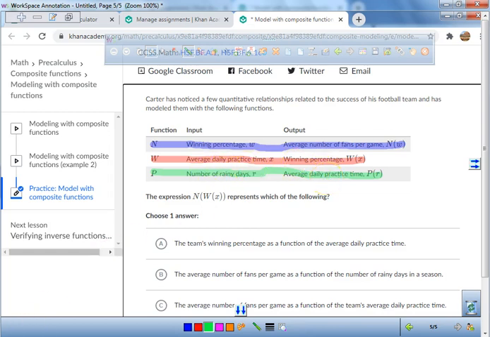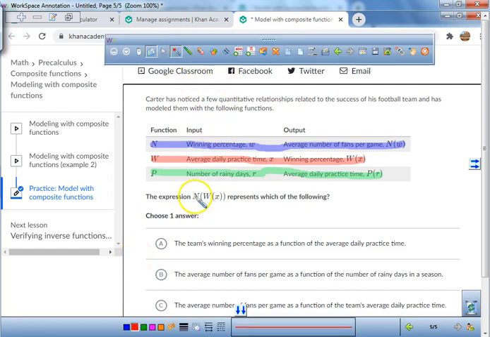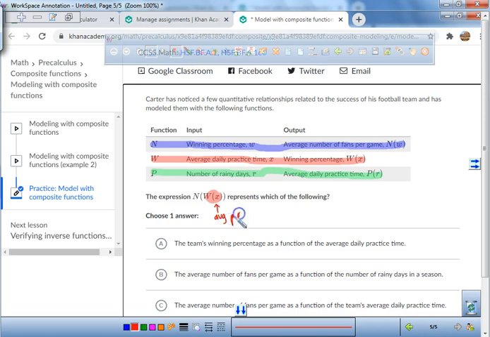daily practice time. All right, so what we're trying to do now is interpret this phrase right here, n of w of x. So what does w of x mean? W of x means that the average daily practice time gives us a certain winning percentage. So this is our ultimate input, which is the average practice time. So put average practice time. That's our average practice time.